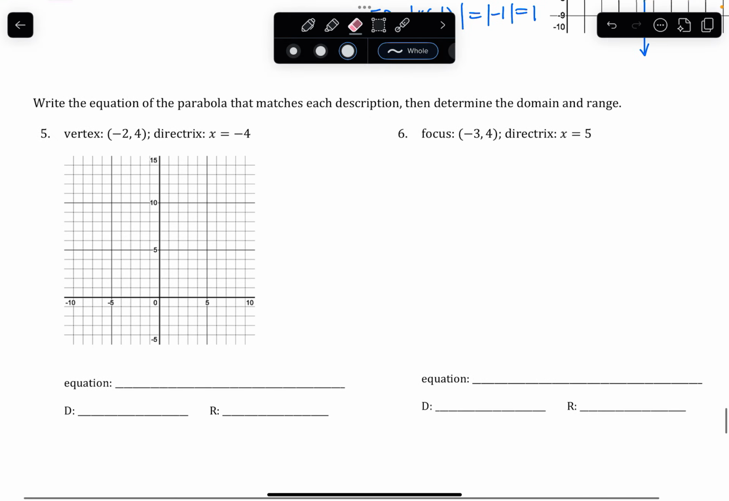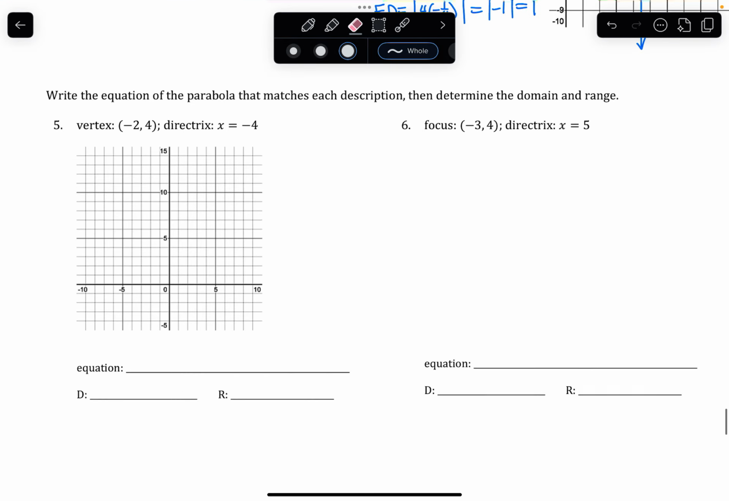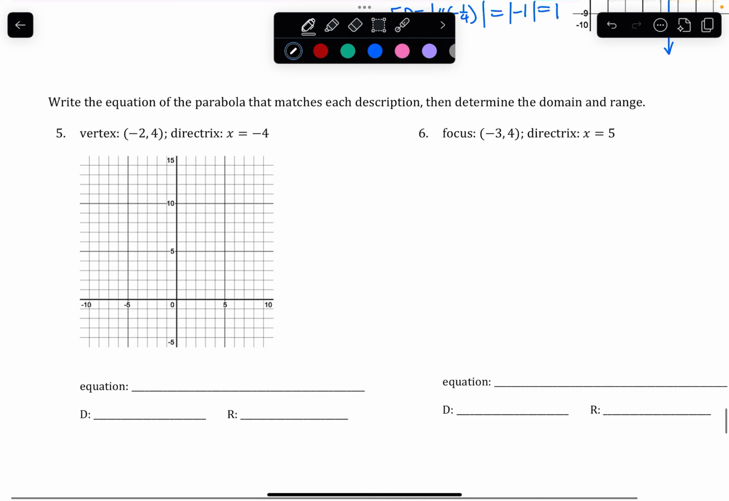Okay, these last two, they're giving us information, and we write the equation, domain and range. So here they're telling us the vertex is (-2, 4), and the directrix is x equals -4. So x equals -4 is right here. That means it's a vertical line, which tells me I'm dealing with a horizontal parabola, and the focus would be 2 away as well.